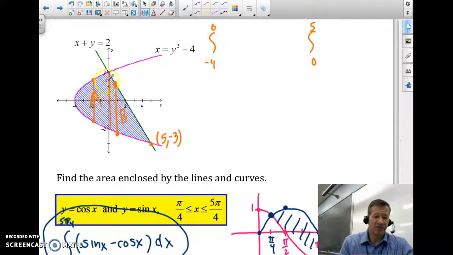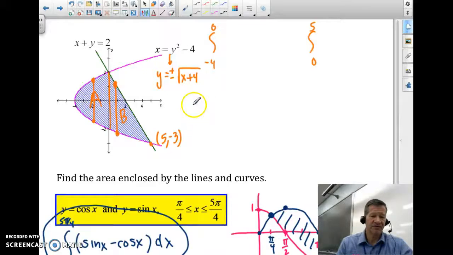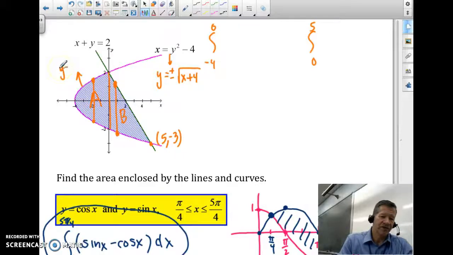Now, the question is, what am I integrating? Well, I'm integrating the top half of this parabola. If I would solve this for y, I would get y equals plus or minus the square root of x plus 4, by adding 4 and taking the square root of both sides. So the upper part of the parabola has the equation y equals square root of x plus 4, whereas the lower half has the equation negative square root of x plus 4.